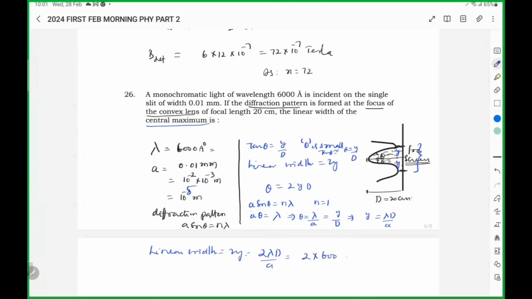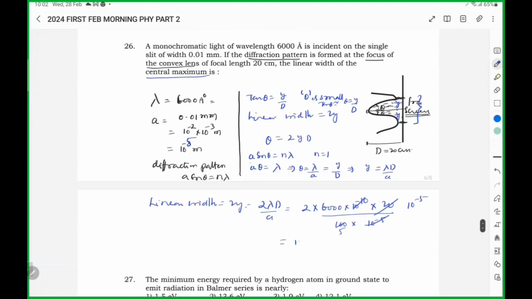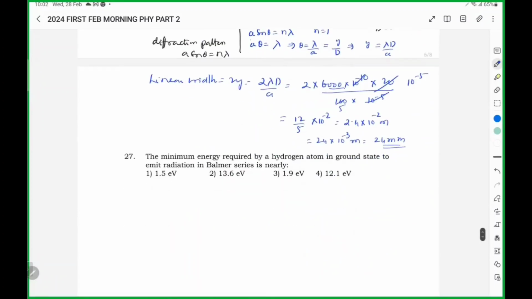Lambda is 6,000 angstrom units. 1 angstrom is 10 power minus 10 meters. D is 20 centimeters by 100, that is 10 power minus 5 in the denominator. So we get 12 by 5, 10 cube into 10 power minus 2, 2.4 into 10 power minus 2 meters, or 24 mm. So here, next question.